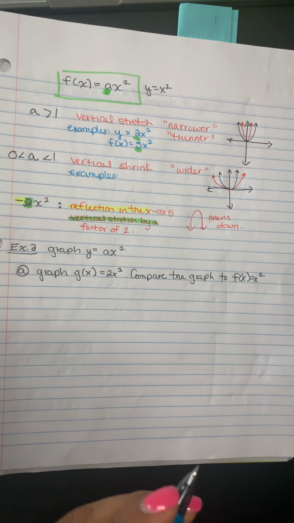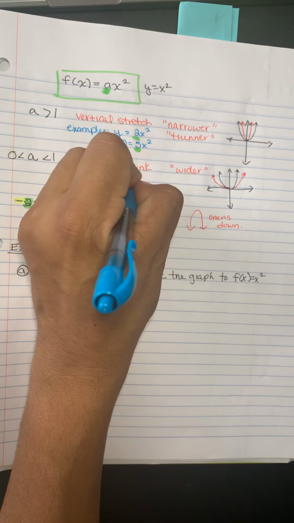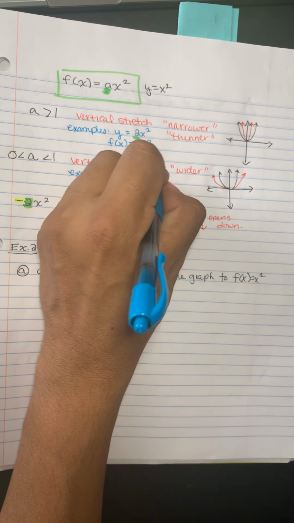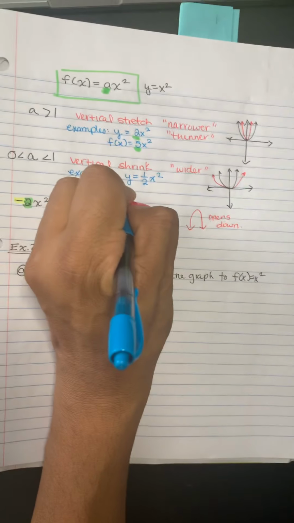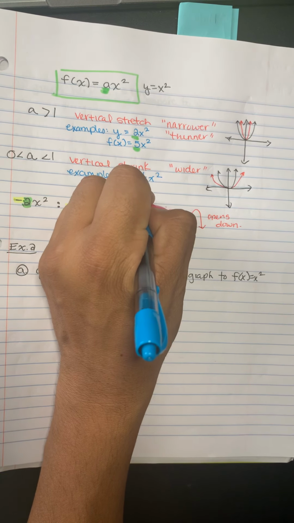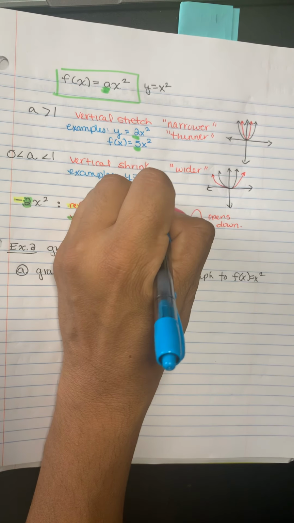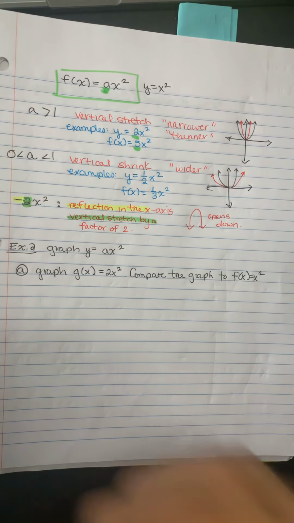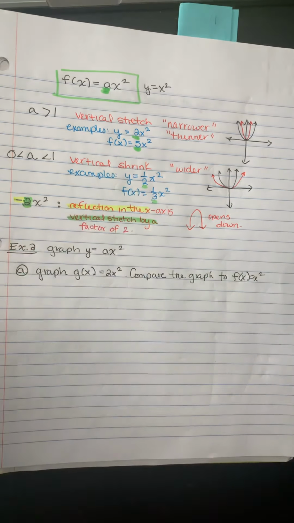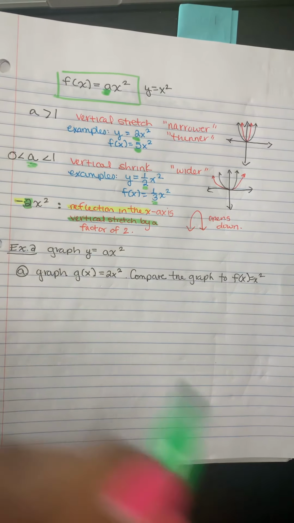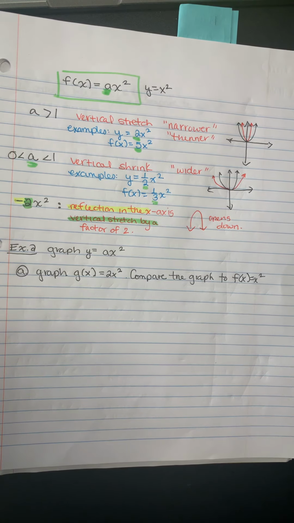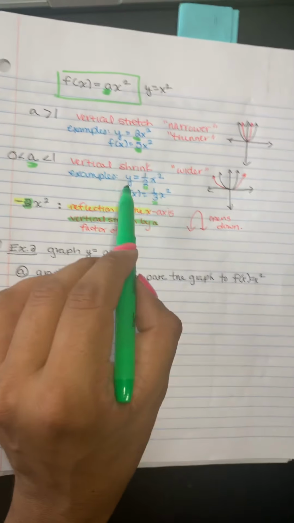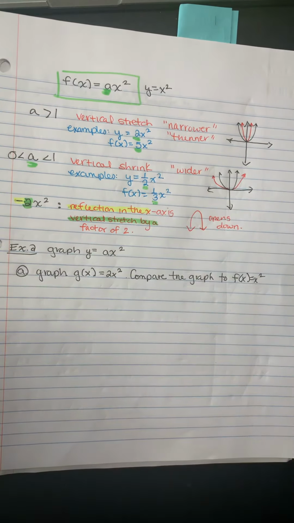Let me give you an example. If you have y equals 1/2 x squared, that's going to make it wider. Maybe you have something like f of x is equal to 1/3 x squared. Again, we're looking at the a value, and if it's less than 1 but greater than 0, not negative, then we're going to have more of a wider effect when we're comparing.